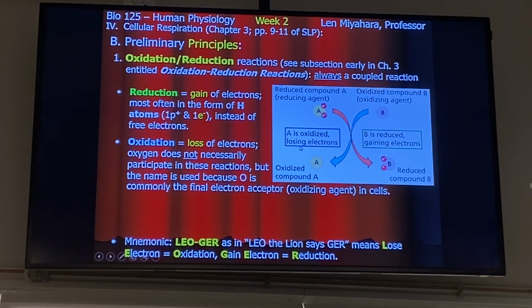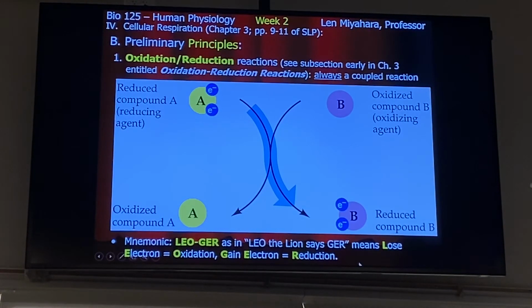And the easiest way to remember it is the mnemonic LEO-GER, as like Leo the Lion says, GER. Lose electron, oxidized. Gain electron, reduced. And you might think, if you gain something, how do you get reduced? Well, maybe just think about the fact that electrons are negative. You've gained a negative, you're reduced. Does that help? Again, you never have one without the other. Those electrons have got to go somewhere. So here we have this being oxidized and this being reduced. Always together.